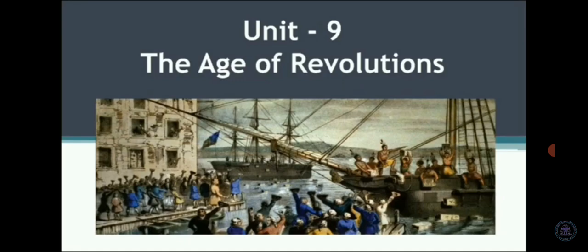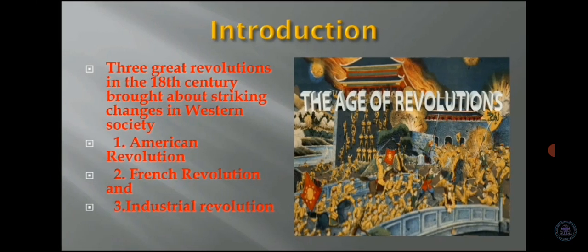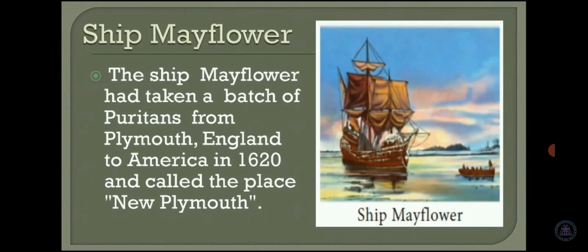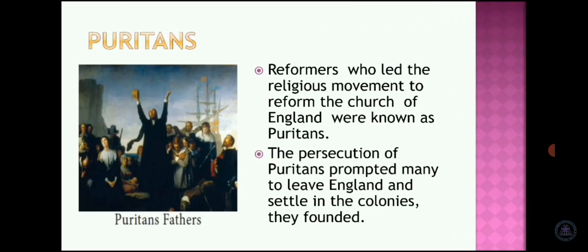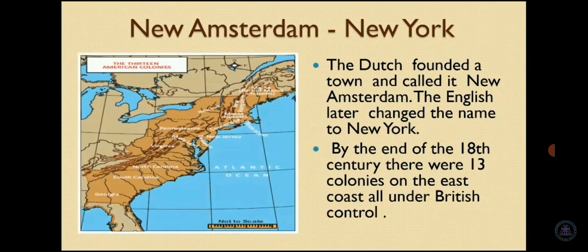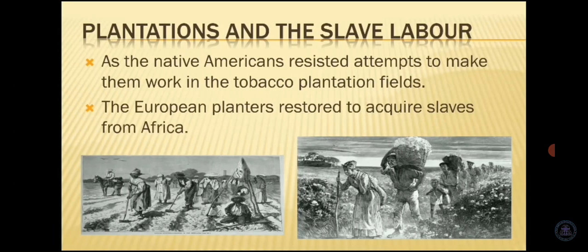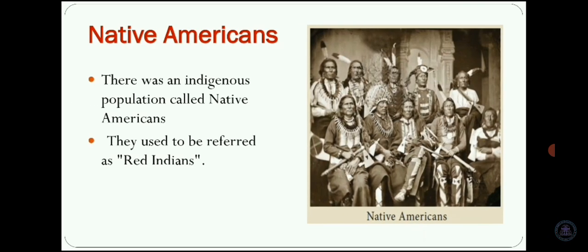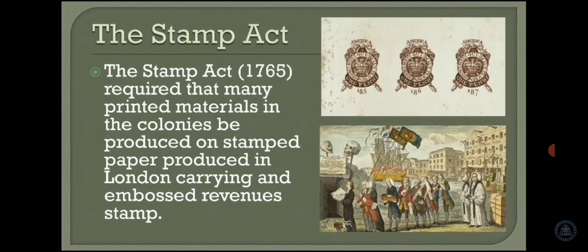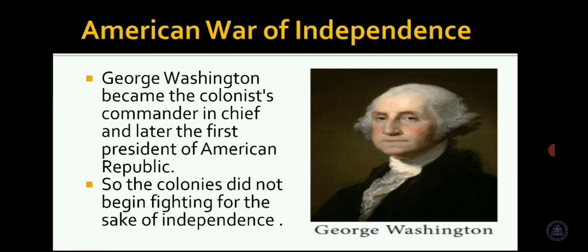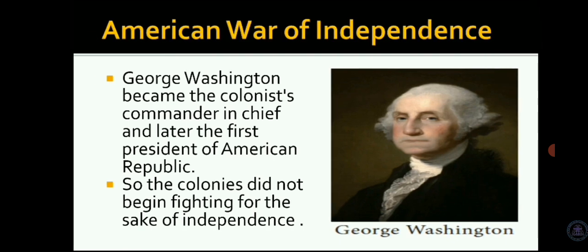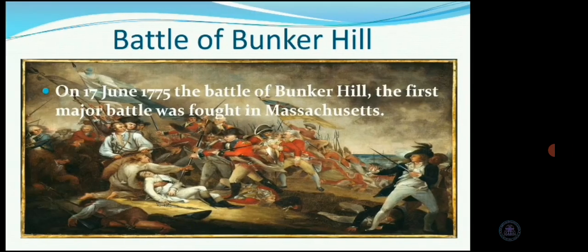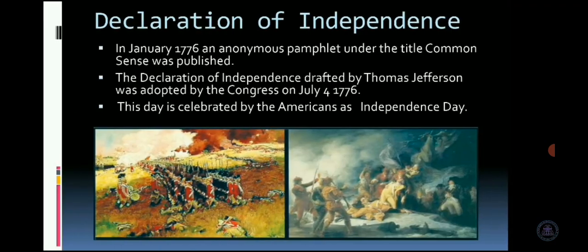Students, so far we discussed the Introduction, American War of Independence, Colonies of European Powers, Puritans, Quakers, New Amsterdam, New York, Plantation and the Slave Labour, Increasing Incidence of Taxation, Native Americans, the Sugar Act, Stamp Act, Boston Tea Party, American War of Independence, Continental Congress and Second Continental Congress, Battle of Bunker Hill.